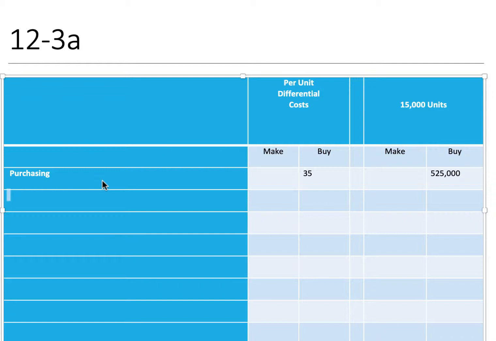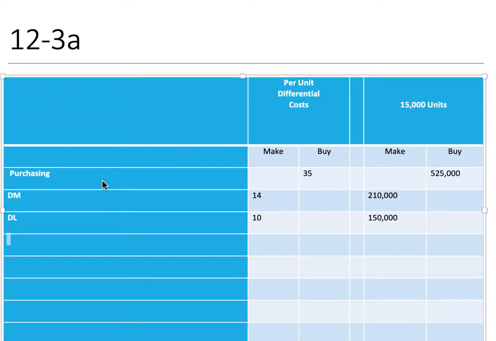So the first cost we have is direct materials, and they tell us that on a per unit basis we use $14 of direct materials to make one carburetor. So in order for us to make 15,000 carburetors, we incur direct material cost in total of $210,000. If we buy, we forgo that cost, so it's relevant. Next is direct labor, right? We pay our staff $10 per carburetor that they make. However, over 15,000 units, we pay them $150,000.